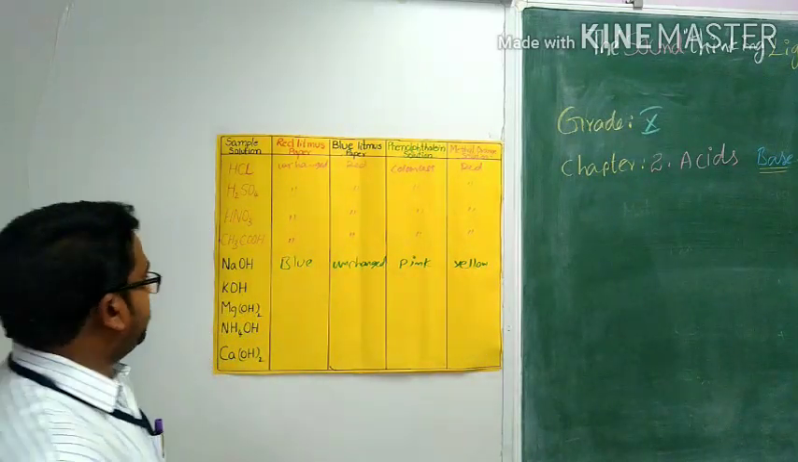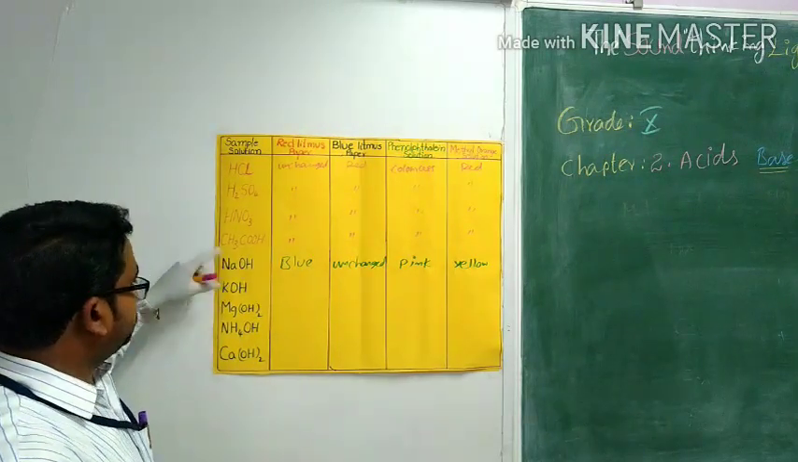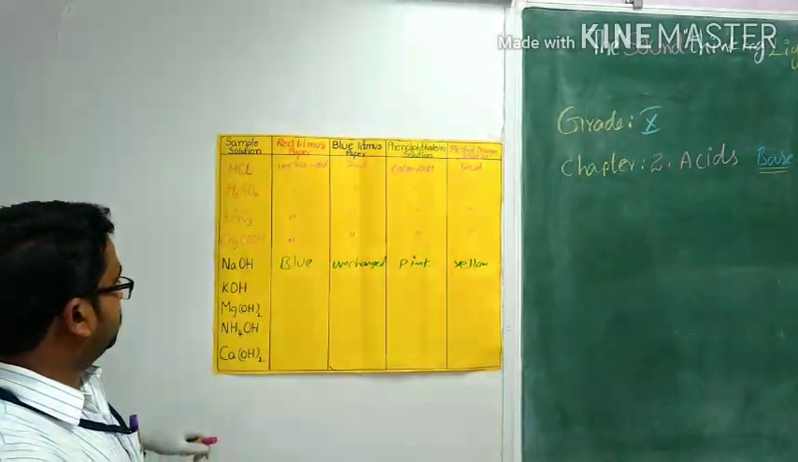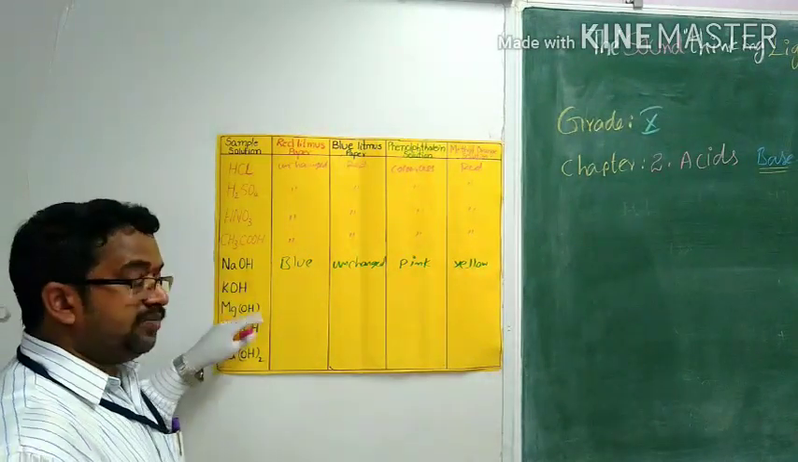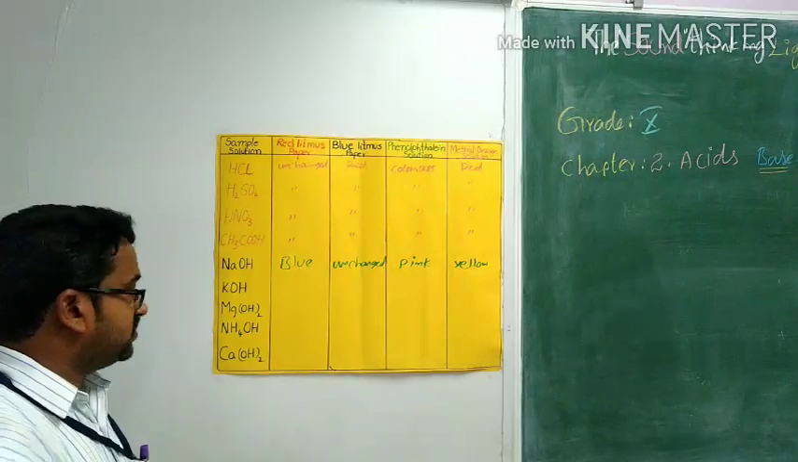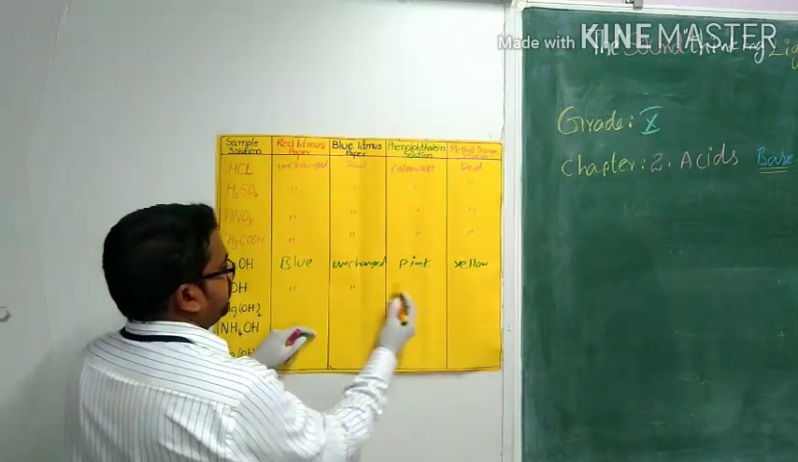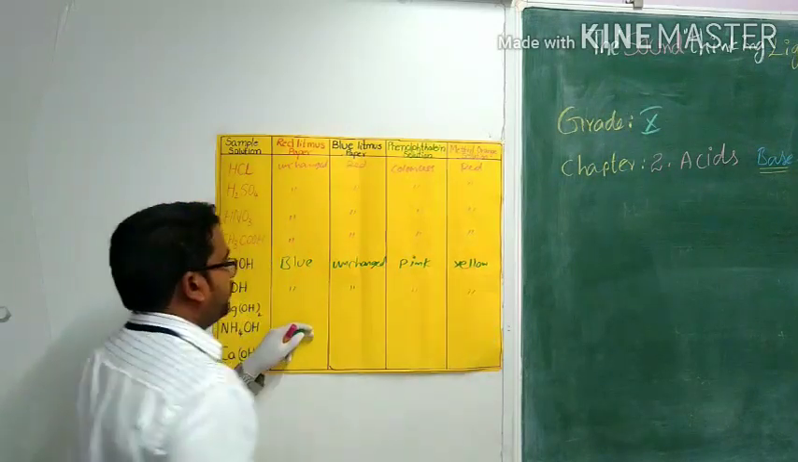Okay. So similarly, potassium hydroxide. Sodium, potassium, these are very strong metals, so the base is also strong. Sodium hydroxide is a very strong base. Potassium hydroxide is also a strong base. So what happened? It changes into blue. I am giving details, but you should write.